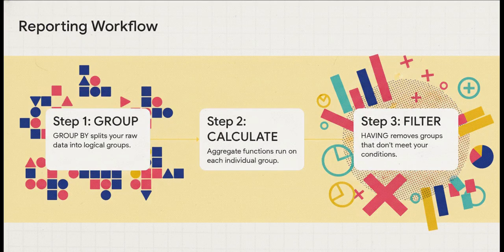So let's put it all together. This is the workflow. First, GROUP BY splits your rows into groups. Second, the aggregates, like SUM or AVG, are calculated for each of those groups. And then finally, HAVING steps in to filter out any groups that don't meet the criteria you set. This 3-step process is really the key to creating these powerful summarized reports.